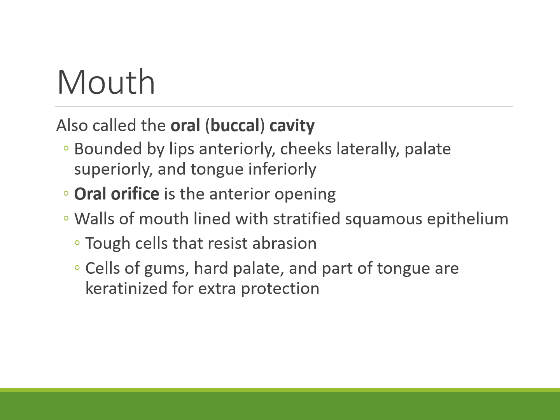At the mouth, we call it the oral or the buccal cavity, and it's bound on the front by your lips, by the cheeks on the side. The top or the roof of your mouth is called the palate, and then the tongue at the bottom. The oral orifice is the anterior opening. The walls of the mouth are lined by stratified squamous epithelium. We've talked about that lots of times. It is non-keratinized. These multiple layers of cells are tough and they help to resist abrasion. The cells of the gums, the hard palate, and part of the tongue are keratinized for extra protection, but the majority of the mouth is stratified squamous, non-keratinized.